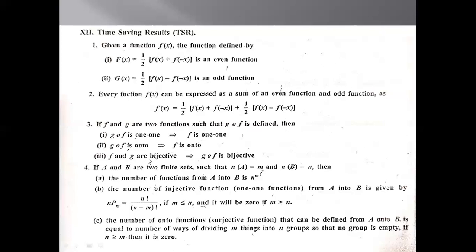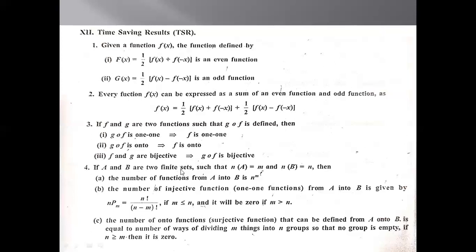Third point, if f and g are bijective functions, that implies g composite f is bijective. It means if f and g are bijective, then g composite f is bijective. If g composite f is onto, then f is onto. First point, if g composite f is 1-1, then definitely f is 1-1. Come to the fourth.